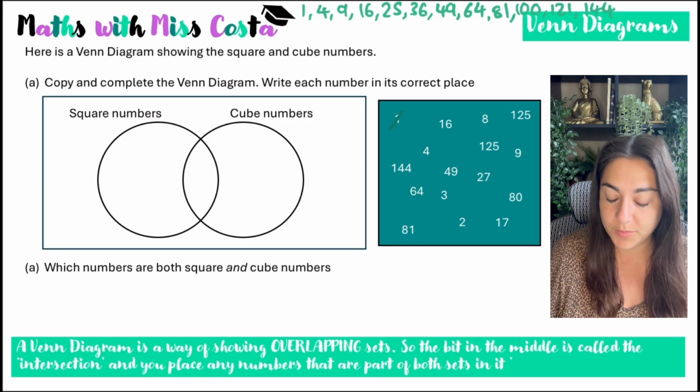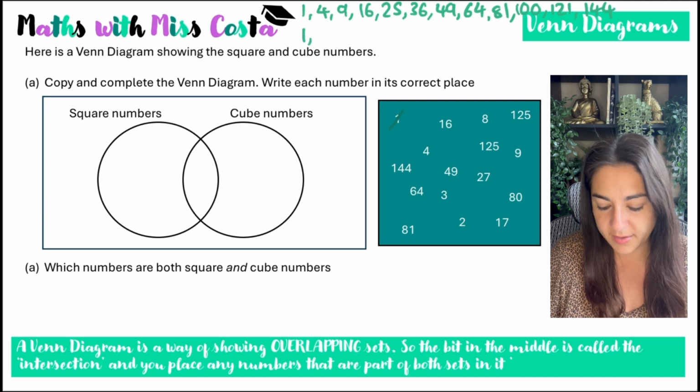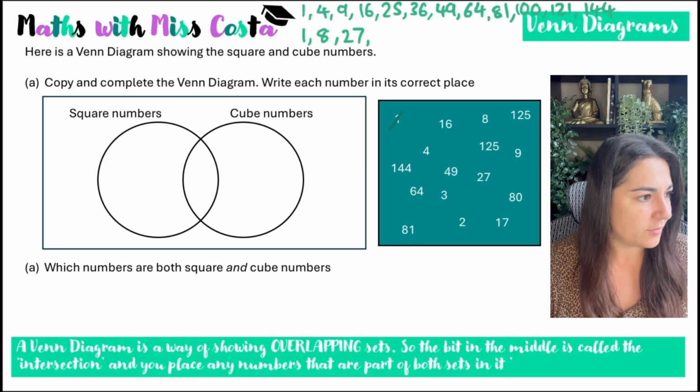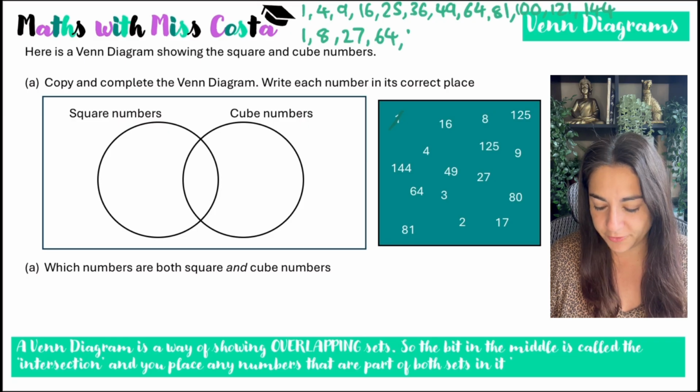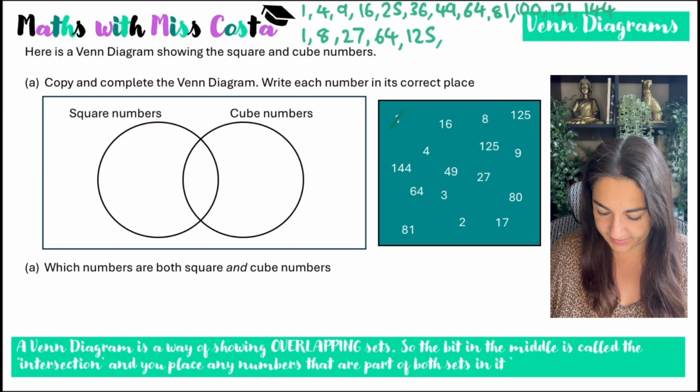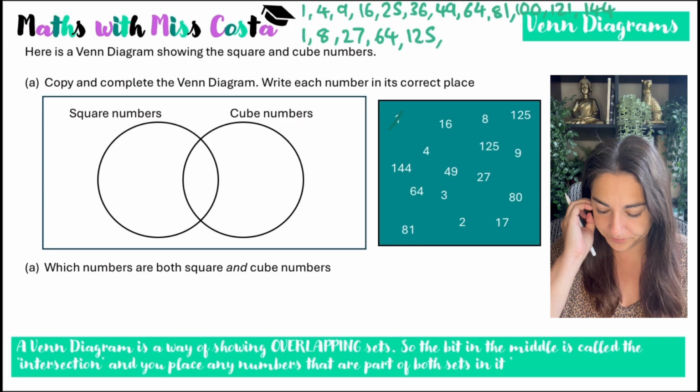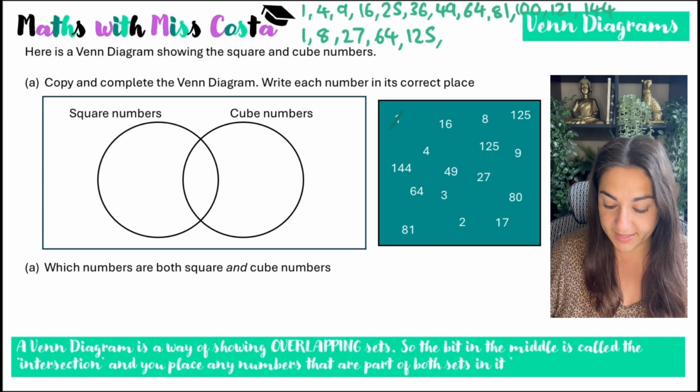Okay, then we've got the cube numbers. 1 times 1 times 1 is 1. Then we've got 8, 27. No, wait, 3 times 3 is 9. Times 3 is 27. 4 is 64. 5 is 125. 6 is, okay, we don't need that because the numbers don't go that big. Okay, so they're your cube numbers, they're your square numbers.